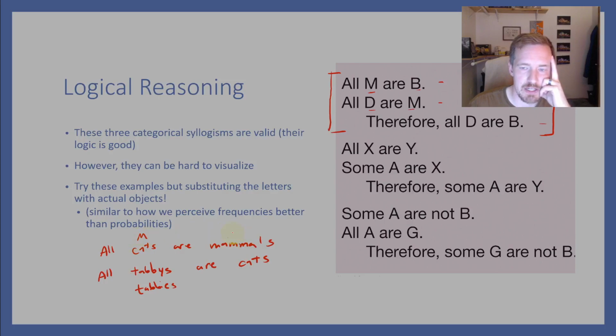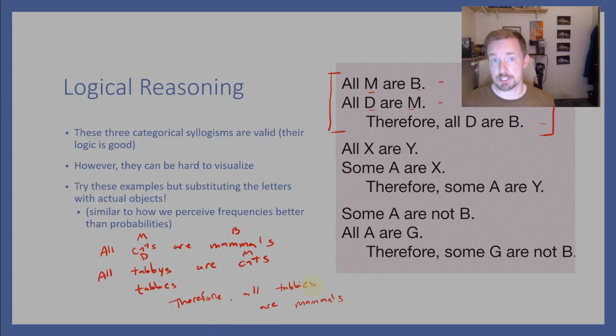Because here what we have is M here, and we got B here, we got D here, and then we go back to M. Therefore, all tabbies, sorry about the spelling, all tabbies are, and then what's B, are mammals. And that's true, right? Like, we know that's true. And so here the logic worked out, right? I could do this for the other ones and give you examples of that, but you have to trust me for the sake of time.